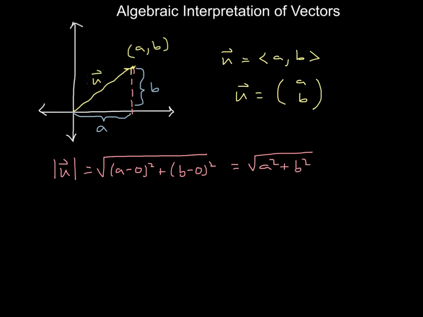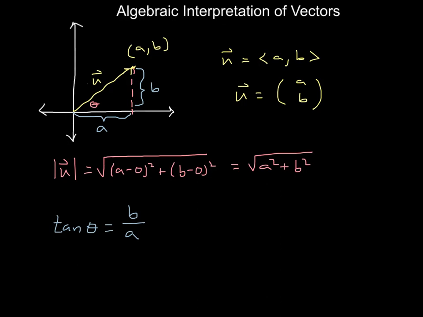That's the magnitude. The other thing we have, when we look at this, is a direction angle here. That will be theta. And given that information, you'll notice that we are dealing here with a right triangle. And so I can say that the tangent of theta is equal to opposite over adjacent, so it will be b over a.